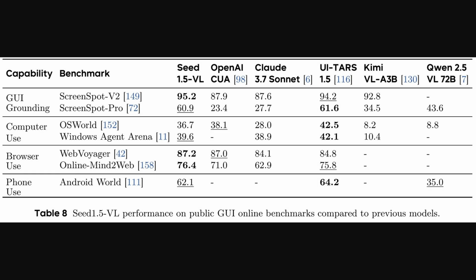Building on those general benchmark successes, this table zooms in on performance in tasks involving graphical user interfaces, or GUIs, which are basically the visual elements like icons, buttons, and menus we use to interact with software. We see Seed 1.5-VL compared against other models on benchmarks like ScreenSpot V2 and Web Voyager. Its strong scores here, especially in GUI grounding and browser use, really highlight its advanced capabilities in agent-centric tasks, meaning tasks where the AI acts like an agent to achieve goals, further underscoring its practical potential in these interactive domains.